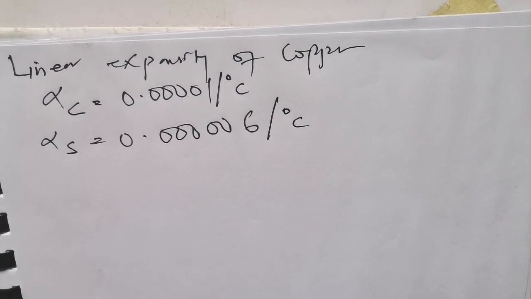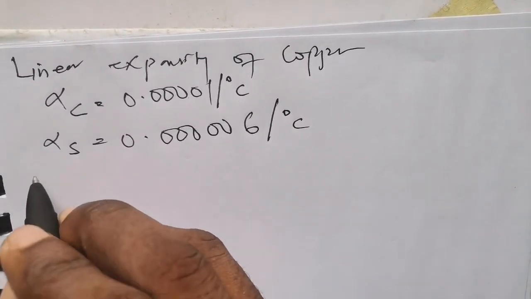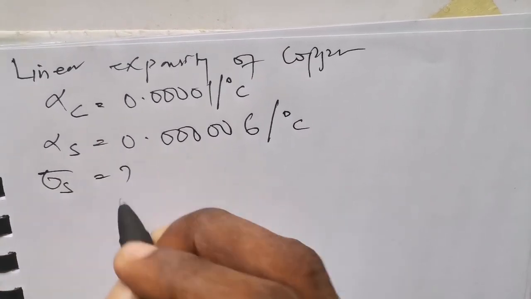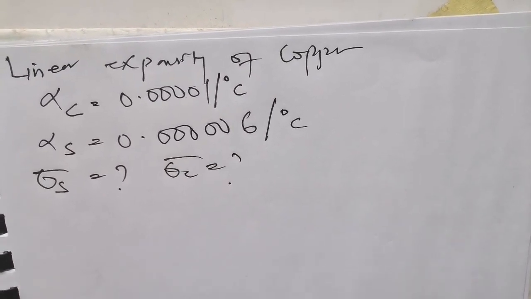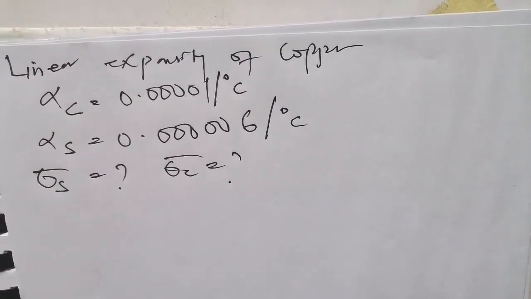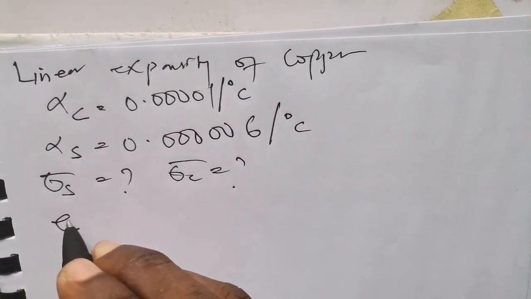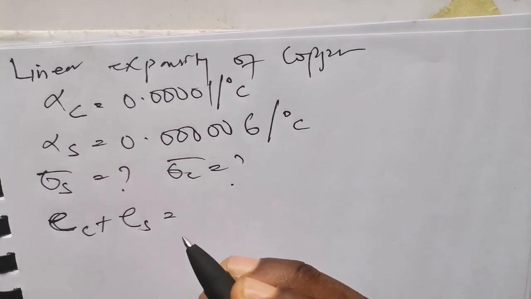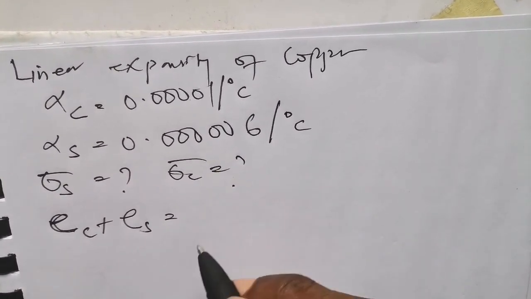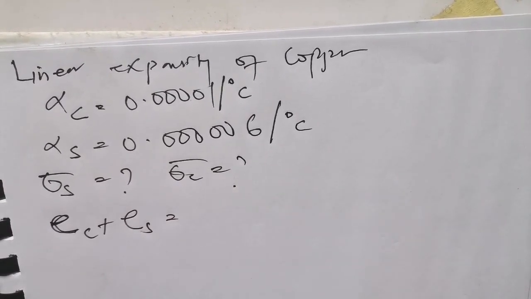Having found our parameters, let's now start our calculation. We are asked to find the stress in the steel, unknown, and the stress in the copper, also unknown. Now, when analyzing temperature stress, the first thing to consider is the strain of the materials. The strain of copper plus the strain of steel is simply equal to the change in linear expansivity. In this case, the higher linear expansivity comes first, minus the lower linear expansivity.